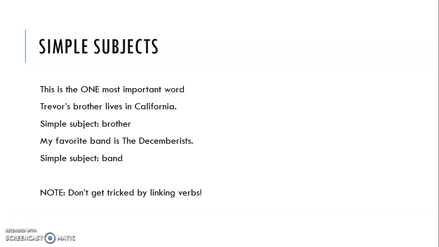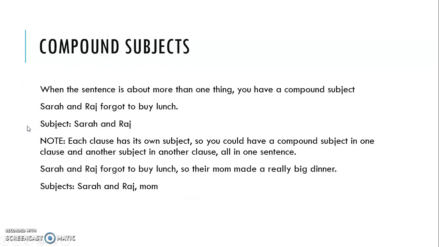If somebody asks you what a simple subject is, that's really just the one most important noun. So for example, in this sentence, Trevor's brother lives in California. The simple subject is just the one noun brother, but for the full subject, we'd need to know whose brother, so Trevor's brother. Compound subjects are when there are two people doing an action, or two things doing an action, or two people or things being described.